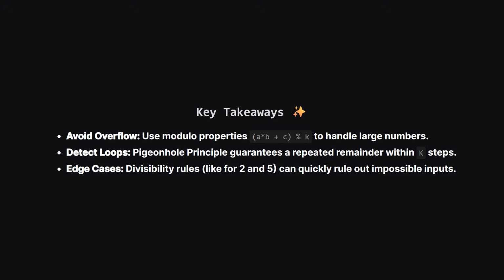So, let's wrap it up. We learned that we don't always need to store the full number to check for divisibility. Calculating the running remainder is enough. We also used the Pigeonhole Principle to prove that if a solution exists, we'll find it quickly, specifically within k steps. This allowed us to write a super clean, efficient loop.